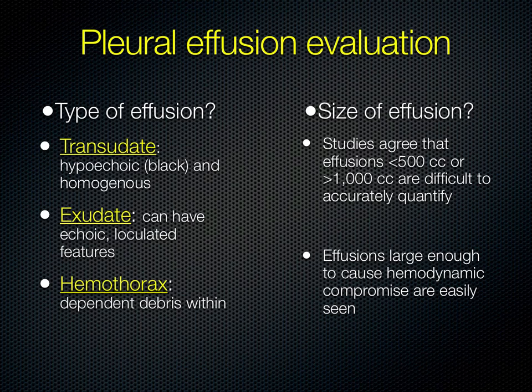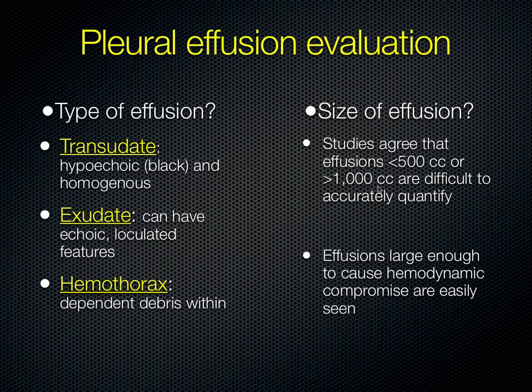The color of it may tell you, because transudate tends to be solid black and homogeneous, but exudate could have loculated features of fibrin floating around in it, and hemothorax tends to develop what appears like a hematocrit or some dependent debris within. But that's not 100% reliable. You can't really tell the size of an effusion.